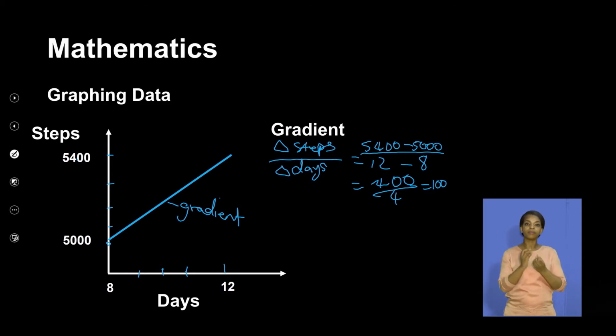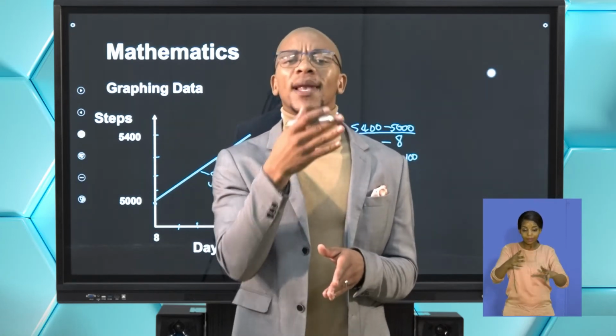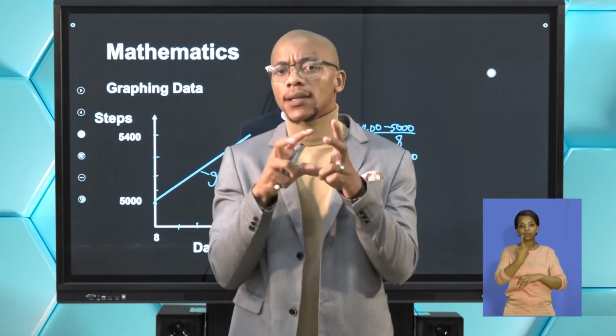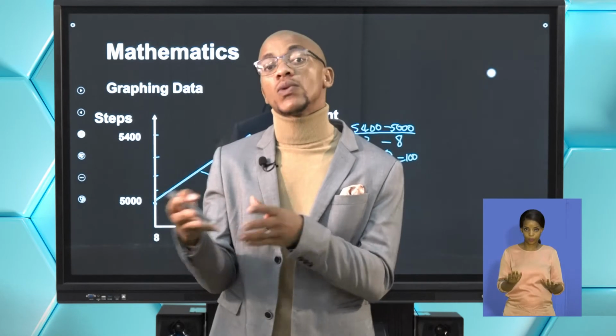So as we saw with the previous table that we were using to explore this, there was a plus 100 that I was adding in each day. So that's what the gradient tells us. What was the rate of change? How was it changing due to the number of days that we were looking at?